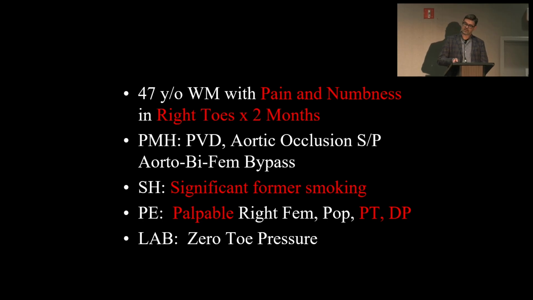So this next patient is a 47-year-old white male, pain and numbness in the toes for 2 months, history of aortic occlusion, and he had an aortobifemoral bypass. Again, he's 47. Significant smoker, 1 to 2 packs a day, palpable femoral pulse, popliteal, PT, and DP pulse. He has palpable pulses all the way to the ankle, but he has 0 toe pressure. Well, that's a telling sign right there.